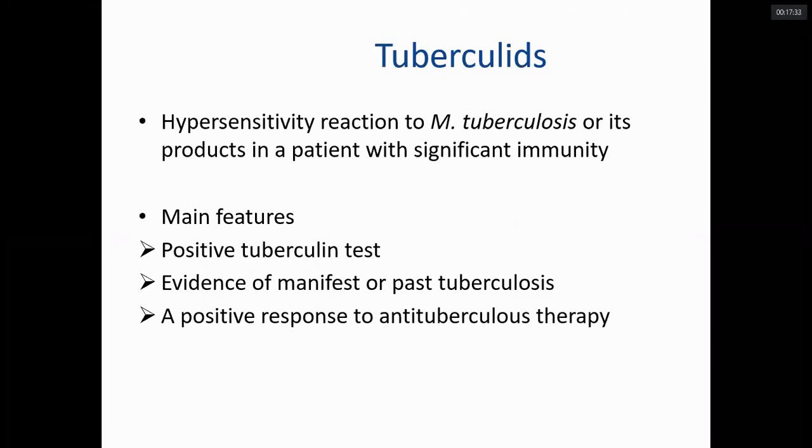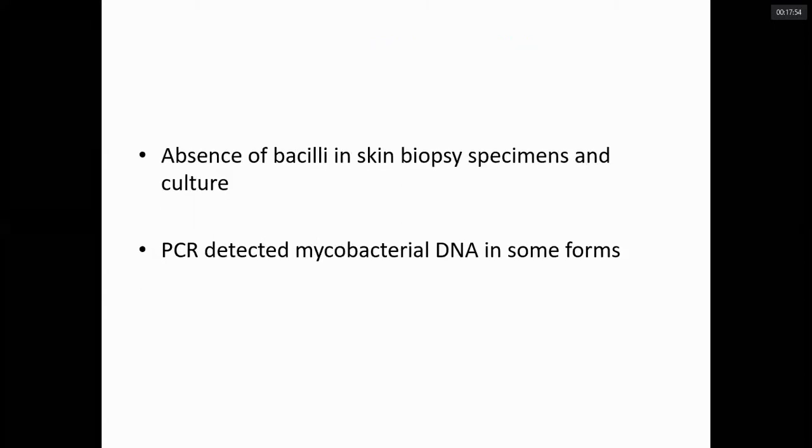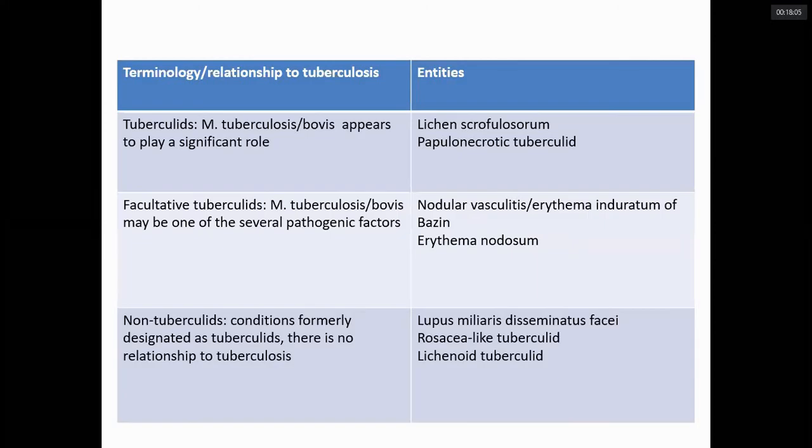Now the last one is the tuberculid. Tuberculid is the hypersensitivity reaction to Mycobacterium tuberculosis or its products. And the main features of tuberculids are a positive tuberculin test, evidence or manifestation of current or past tuberculosis, and positive response to anti-tuberculosis therapy. There is absence of bacilli in skin biopsy specimens, and PCR may detect mycobacterial DNA in some forms. There are a few terminologies related to tuberculids.